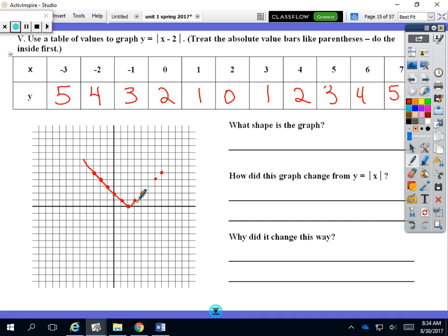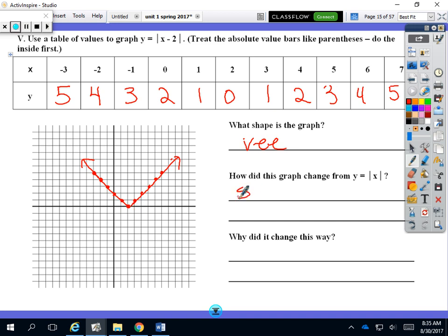So depending on what your prediction was, were you right or not? Were you correct or not? So let's pause the video and fill in the lines at the right, and then come back on. Okay, so the shape of the graph did not change again. It's still a V, the same as the parent function. How did the graph change? Well, let's see, my vertex is over here. It's still on the x-axis, but it's not at the origin. It's 2 units to the right of the origin.